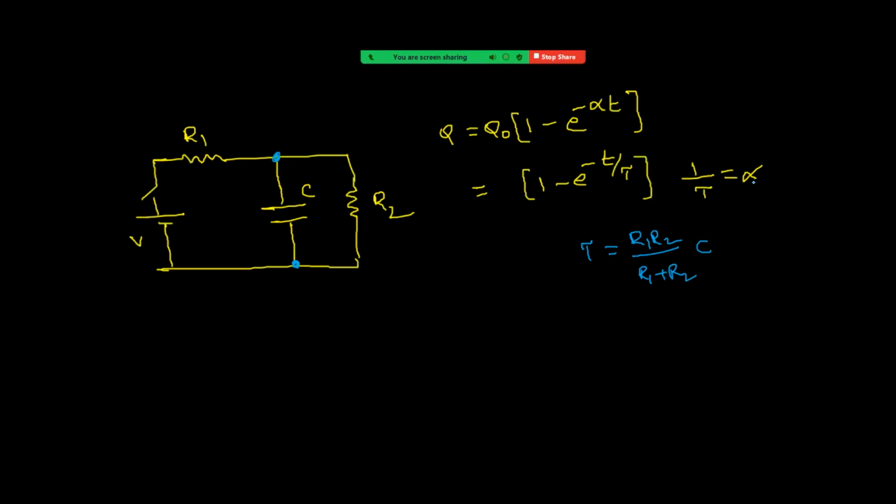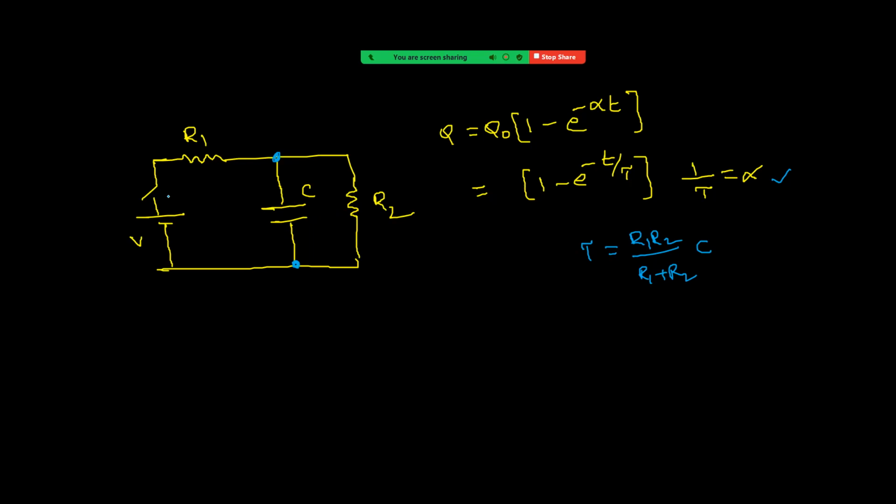So we have to find alpha. Alpha means 1 by tau, right? So reverse of this. So we got the value of alpha, right? So now we have to find Q naught. Q naught means maximum charge on the capacitor. Okay. So charge is a maximum when it is completely charged.